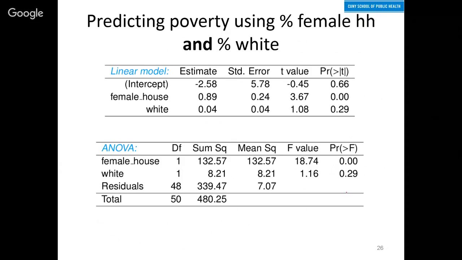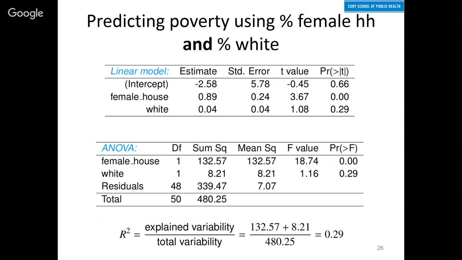Okay, so let's look at a multiple linear regression with female householders and self-reported number or fraction of whites. Our linear model output, the regression output, gives you these coefficient estimates, these things you're getting kind of used to. And then the analysis of variance output doesn't give you any coefficients, but it gives you all of your degrees of freedom and sum of squares that we'll need for calculating the coefficient of determination.